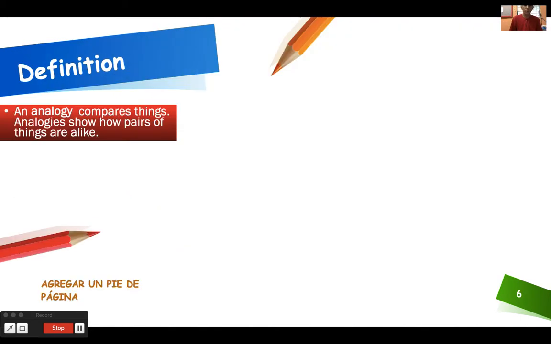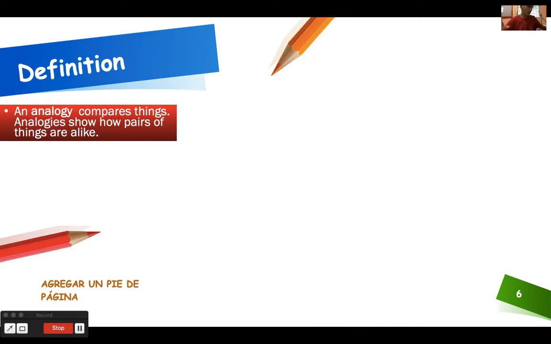Okay, now we're going to see analogy. What is an analogy? An analogy compares things or a pair of things. It shows how pairs of things are alike. Alike means that something is similar. As, what can I say? Let me see some objects over here.